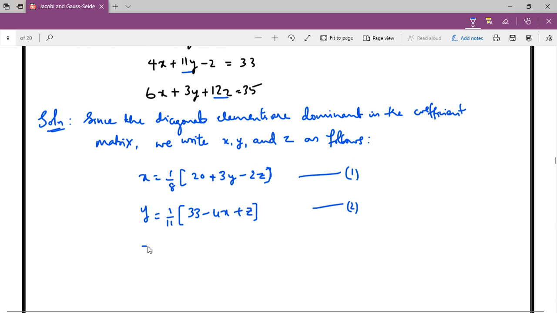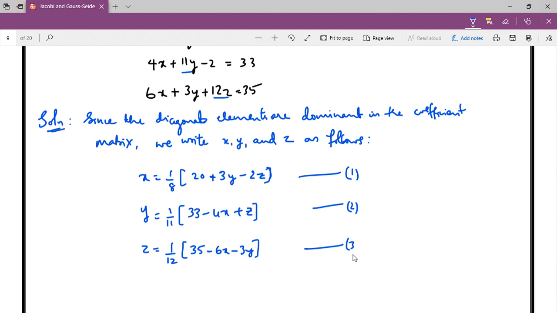Next, solve for z using equation 3. So z is 1 by 12 into 35 minus 6x minus 3y. So this is equation 3. Once these three are obtained, next we can process by the iteration method.